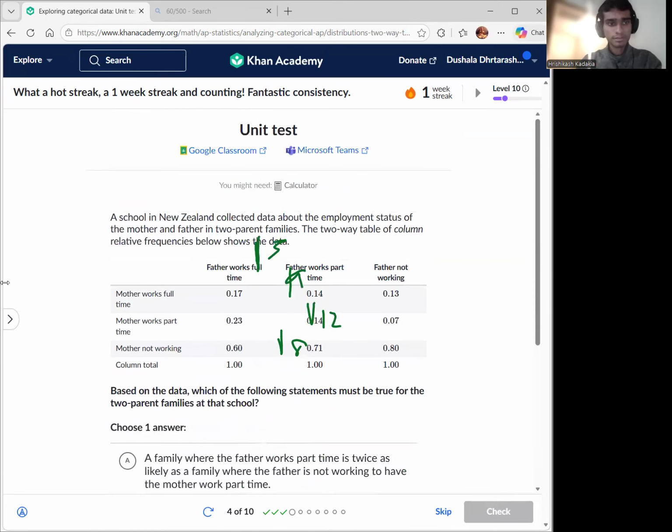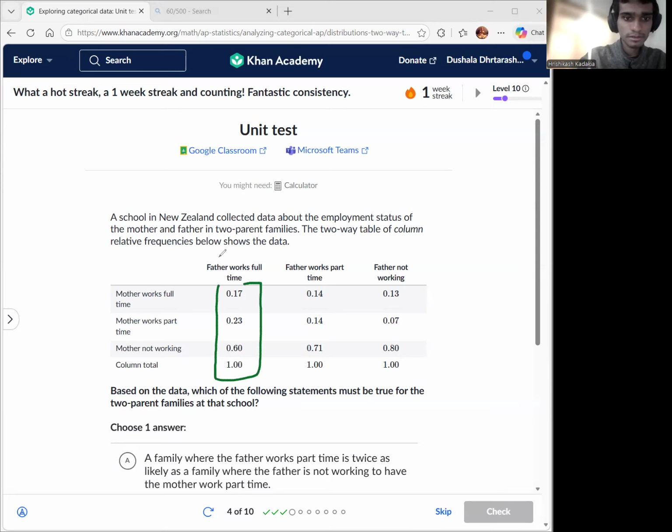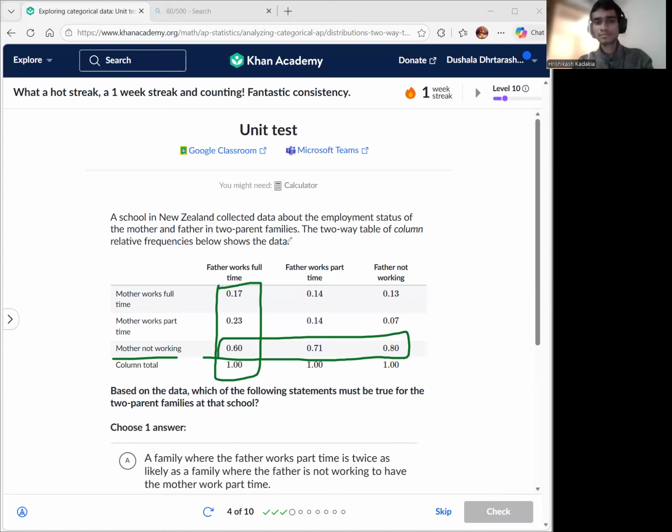Okay. A school in New Zealand collected data about the employment status of the mother and father in two-parent families. This is a two-way table of column relative frequency. Column relative means this is going by column. We can only say that out of the fathers working full time, 23% of the mothers are working part time and 10% of the mothers are working full time. So given that the mother is not working, maybe 60% of the fathers are working full time. So there are more fathers who are not working, given that the mother is not working.